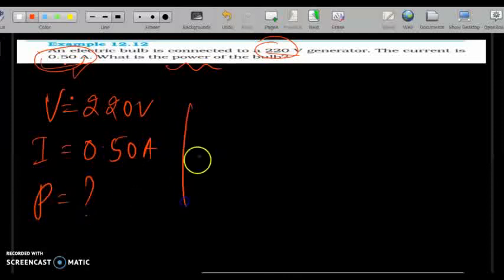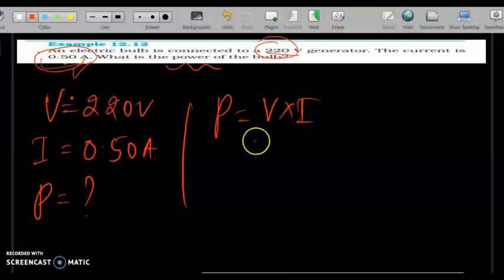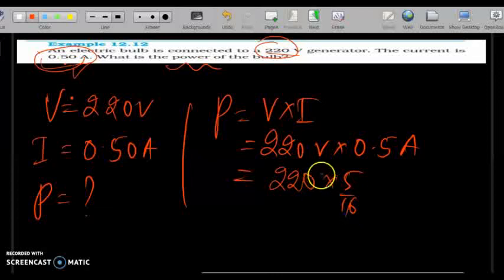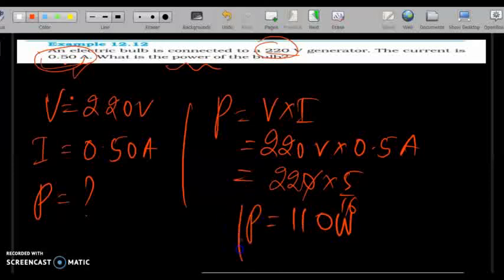Power we know well is equal to voltage into current, that is equal to 220 volts into 0.5 ampere. So 220 into 5 by 10, that's 1, so it becomes 110 watt. So unit of power is watt. Okay, so children, there we are.